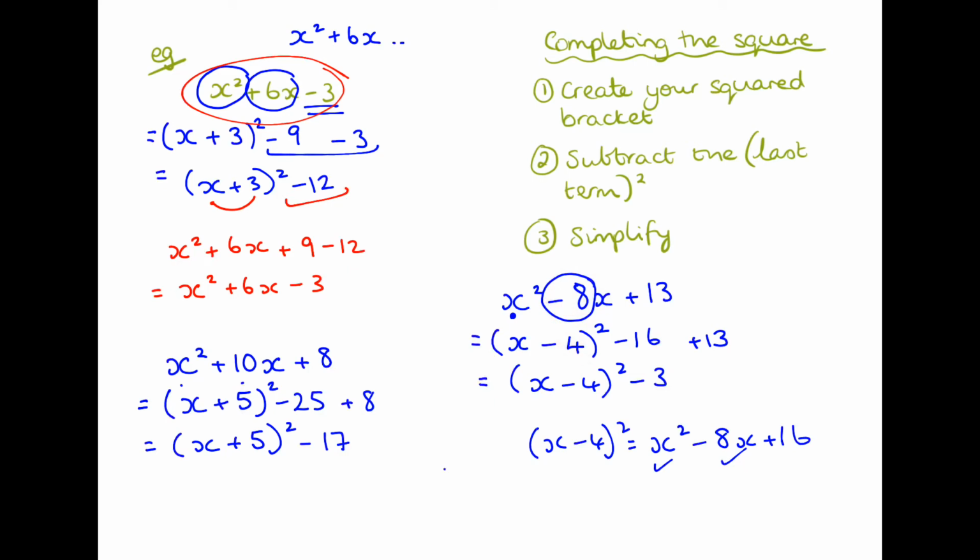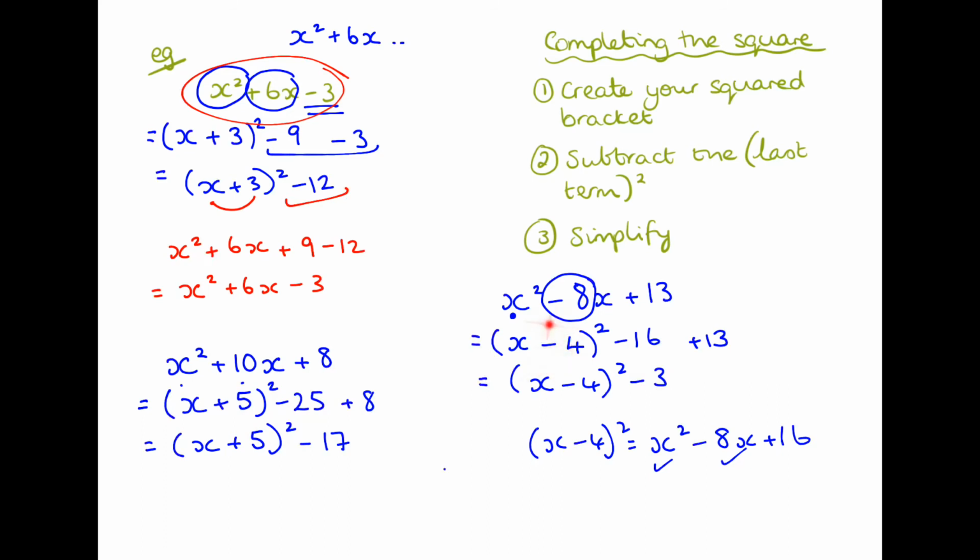And then let's have a look at the 3 examples we've done. So for the first one, when we had plus 3 there, we subtracted 9, because remember you get a 3 squared on the end that you don't want, so you have to take that off. When we had plus 5 here, we subtracted 25, because when you multiply out this squared bracket, you get 5 squared at the end that you don't want.